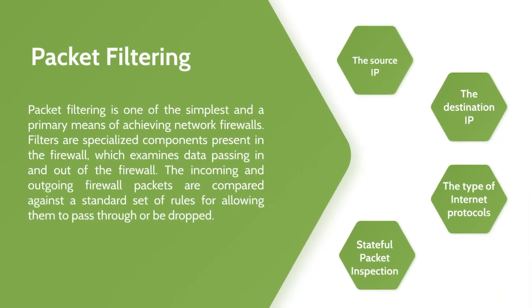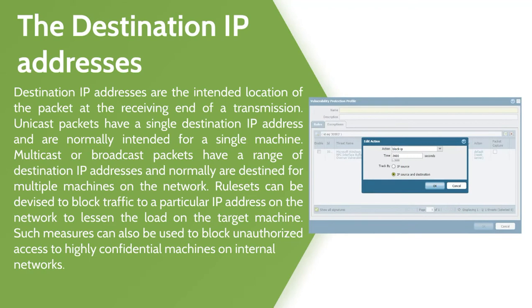The destination IP addresses are the intended location of the packet at the receiving end of a transmission. Unicast packets have a single destination IP address and are normally intended for a single machine. Multicast or broadcast packets have a range of destination IP addresses and normally are destined for multiple machines on the network. Rule sets can be devised to block traffic to a particular IP address on the network to lessen the load on the target machine. Such measures can also be used to block unauthorized access to highly confidential machines on internal networks.